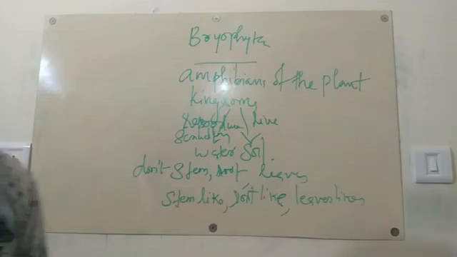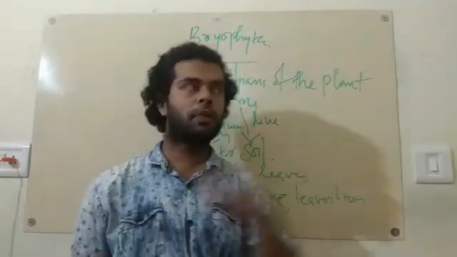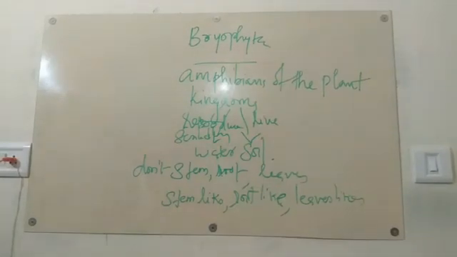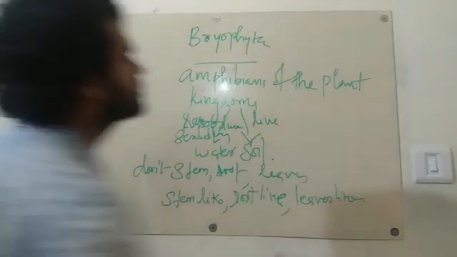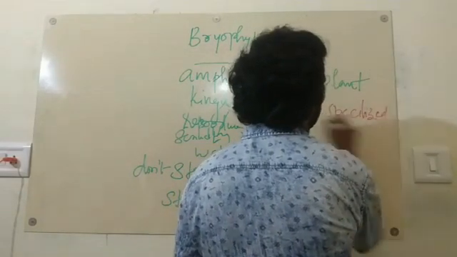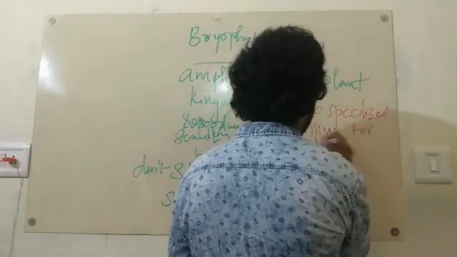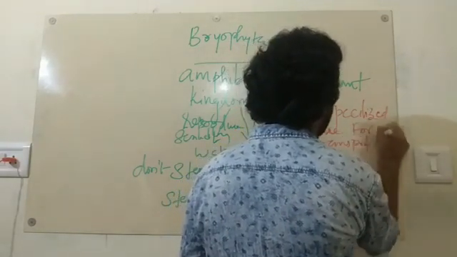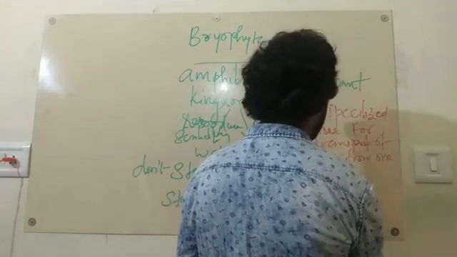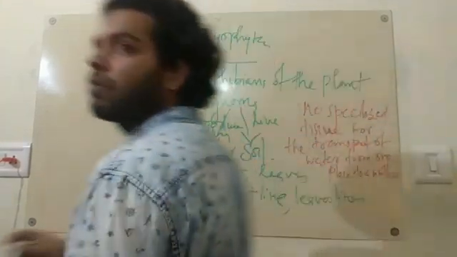However, there is no specialized tissue for the conduction of water and other substances from one part of the plant to another part. There is no specialized tissue for the transport of water from one place to another.